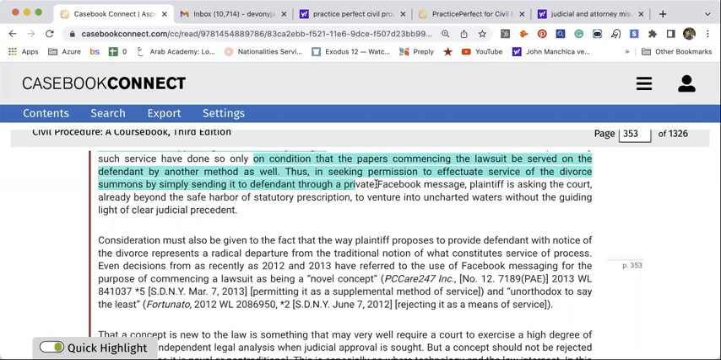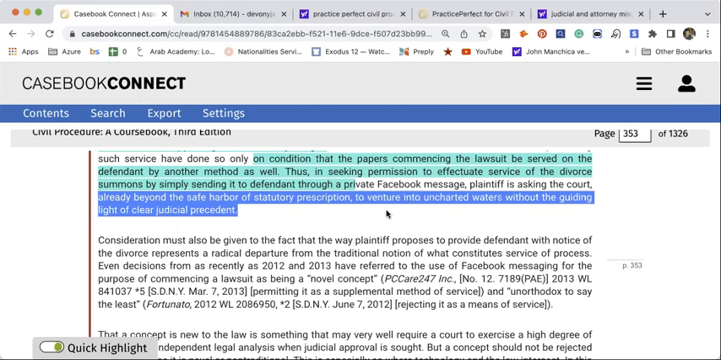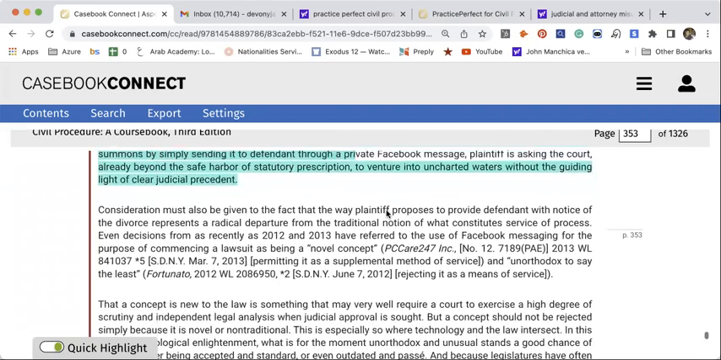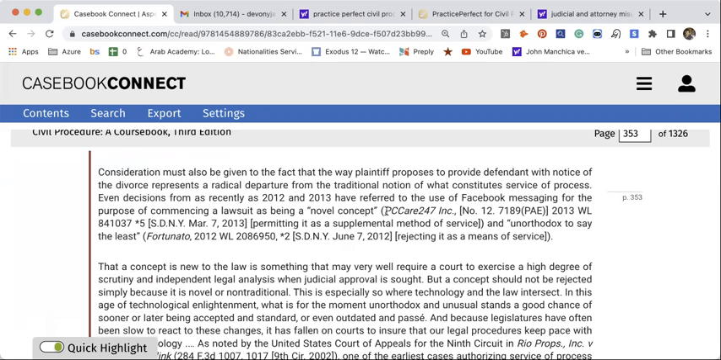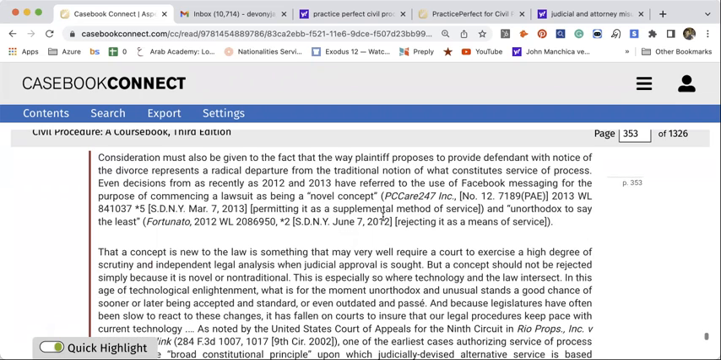Plaintiff is asking the court to venture into uncharted waters, already beyond the safe harbor of statutory prescription, without the guiding light of clear judicial precedent. Consideration must be given to the fact that the way plaintiff proposes to provide the defendant with notice of divorce represents a radical departure from the traditional notion of what constitutes service of process.